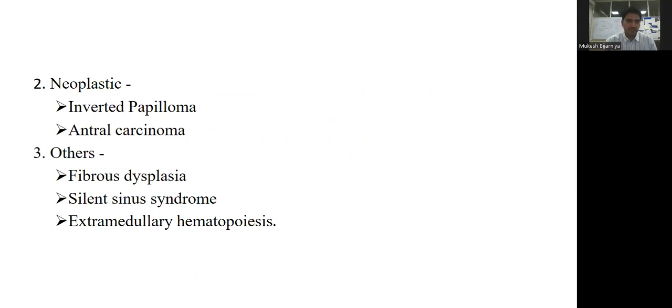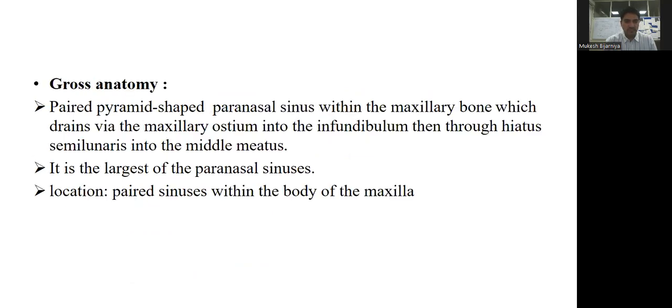Neoplastic include inverted papilloma and antral carcinoma. Others are fibrous dysplasia, silent sinus syndrome, and extramedullary hematopoiesis.